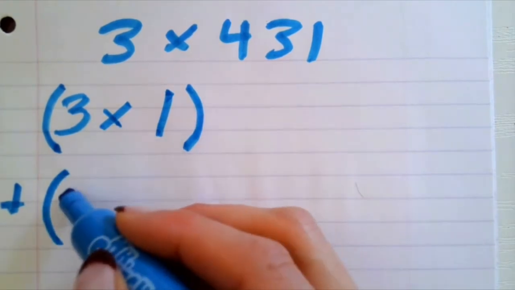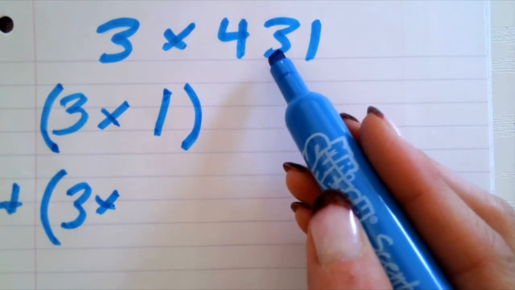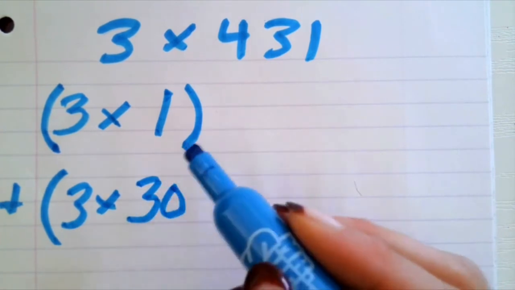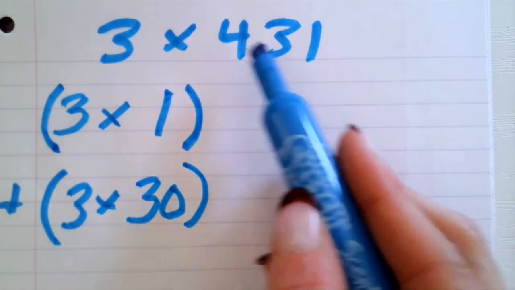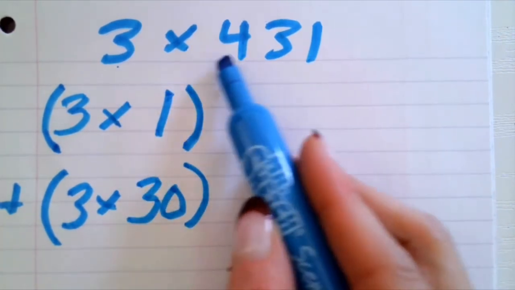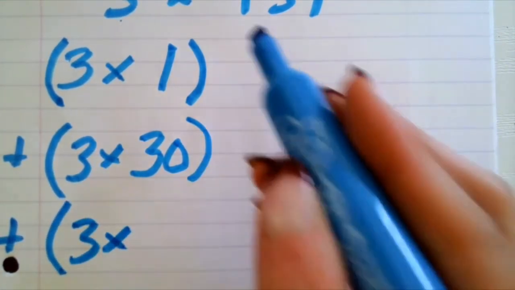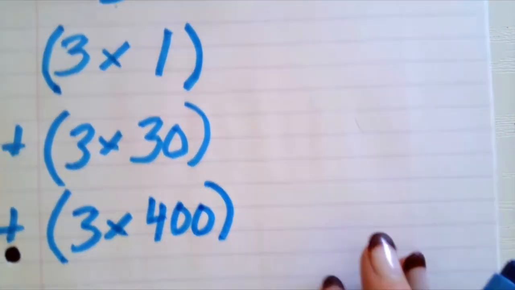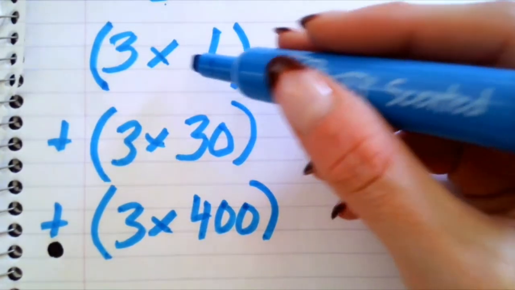plus 3 times what is in the tens column. That's right, that's a 3, but how much is it worth? 30. So far we have 3 times 1 plus 3 times 30 plus 3 times, what's that going to be? 400. Now we have 1, 2, 3 partial products, not just 2. Let's figure out each expression.